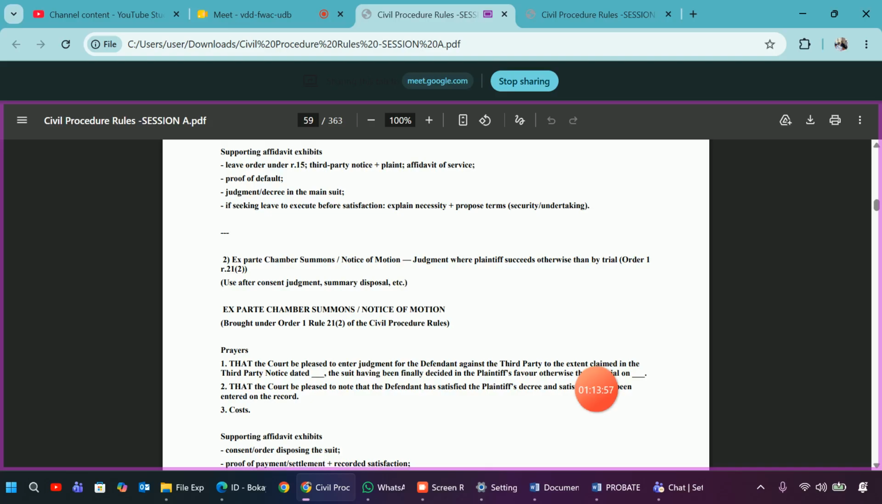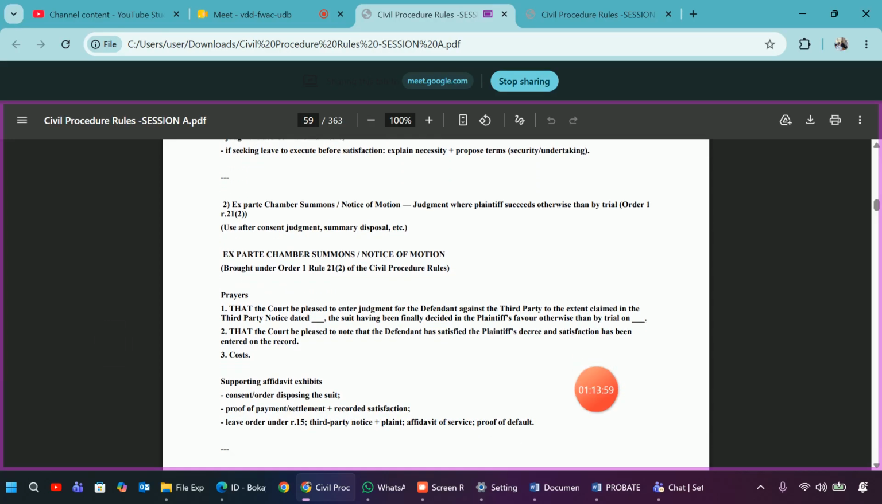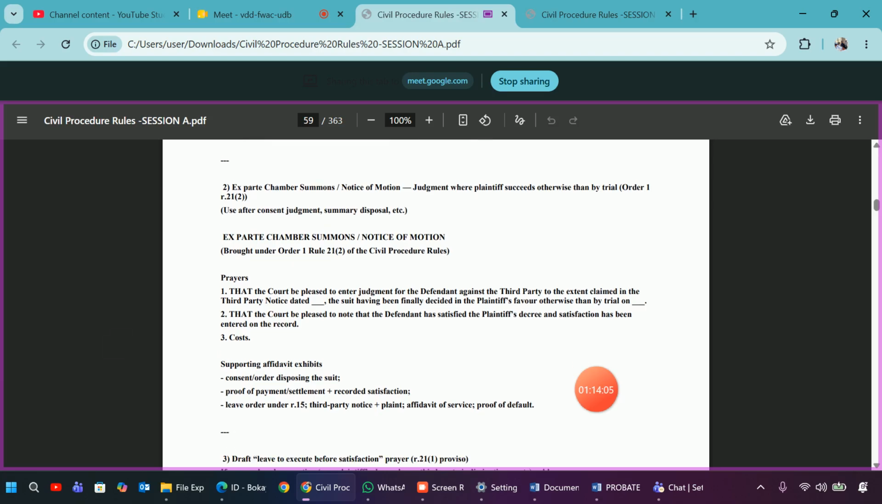So, judgment where the plaintiff succeeds otherwise than by trial. So, used after consent judgment or summary disposal. So, you move the court accordingly, pursuant to an ex parte chamber summons or notice of motion.